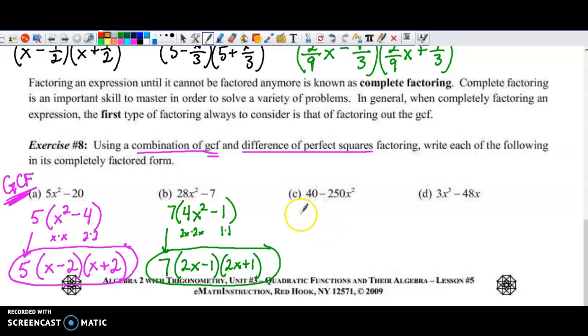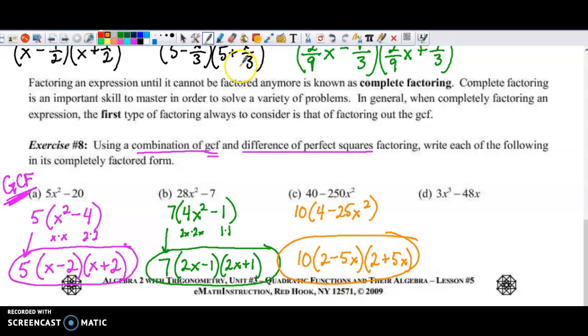Let's see, not just a 10, well, let's just do 10. And then 4 minus 25x squared. So that 10 is still there. 2 minus 5x, 2 plus 5x. And then the last one is also a bit tricky, because not only do we have to factor out a 3, but we have to factor out an x. And then we're left with x squared minus 16. So your final answer is 3x, x minus 4, x plus 4, and you should be ready for the homework.